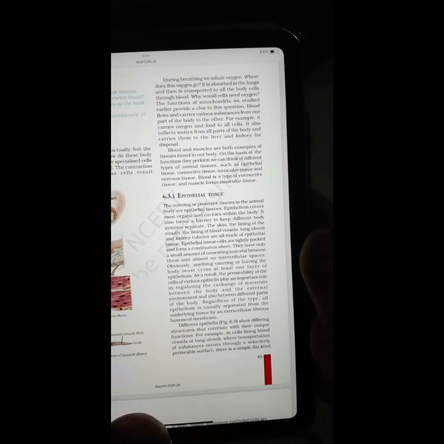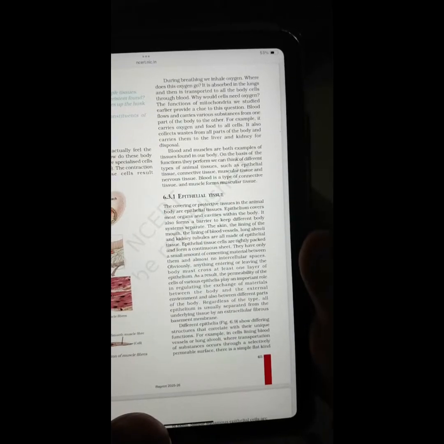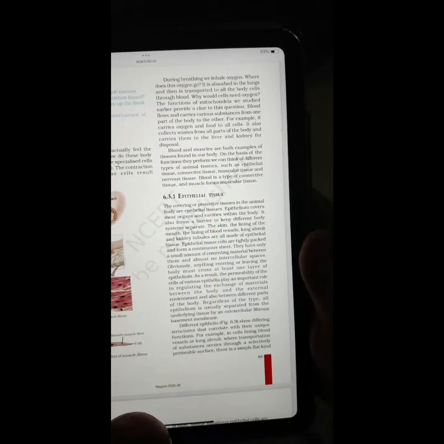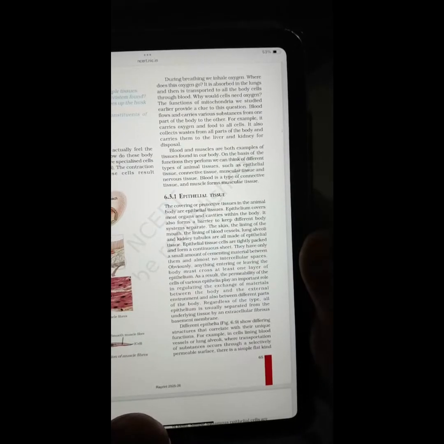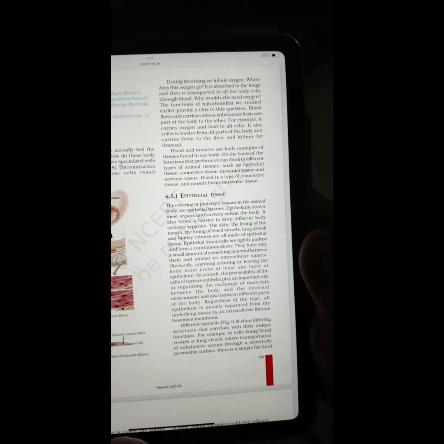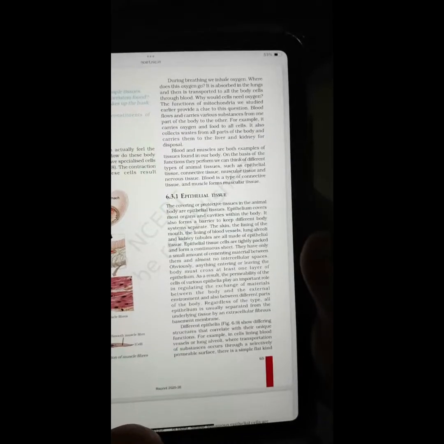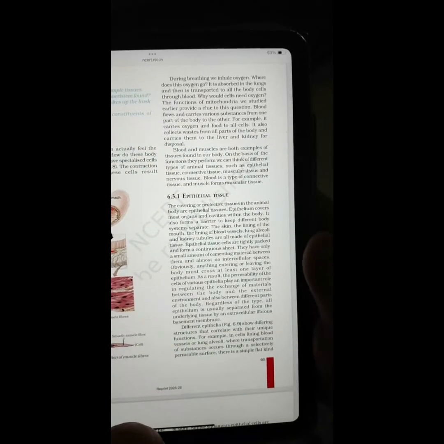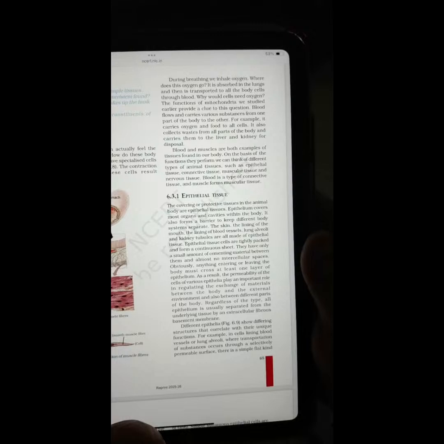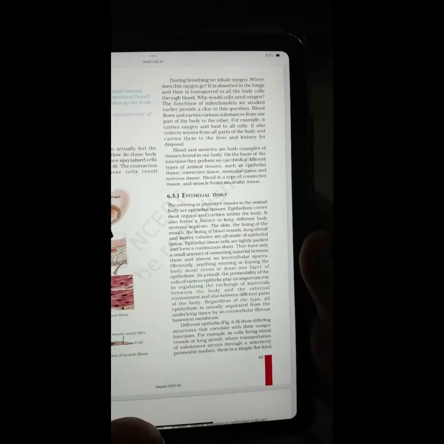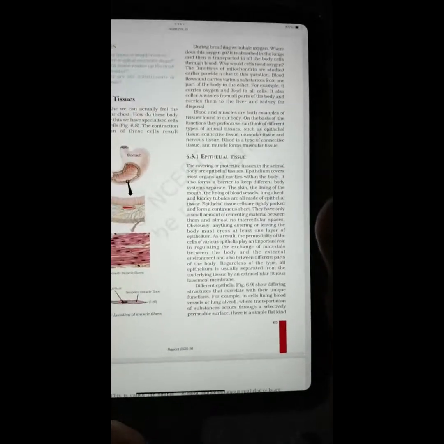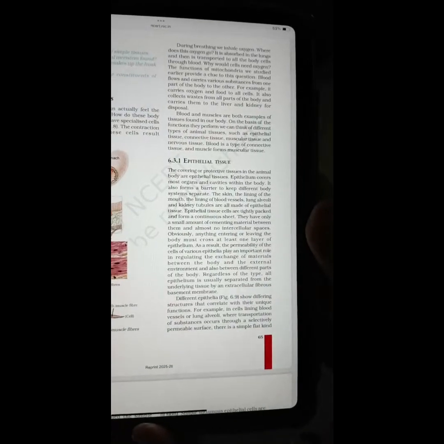For example, it carries oxygen and food to all the cells. It also collects waste from all the parts of the body and carries it to the liver and kidney for disposal. Blood and muscles are both examples of tissues found in our body. On the basis of the functions they perform, we can think of different types of animal tissue such as epithelial tissue, connective tissue, muscular tissue, and nervous tissue. Blood is a type of connective tissue and muscle forms muscular tissue. So next we come to the next title given on page number 65.